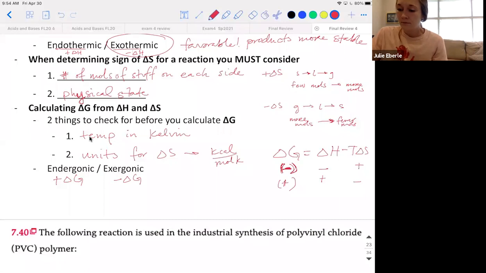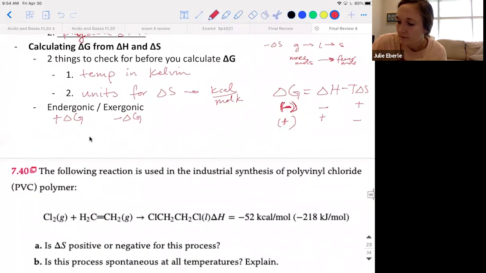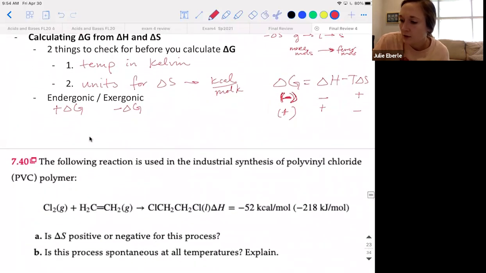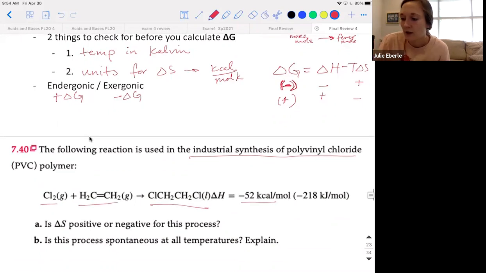All right. So I think we have a practice problem here. The following reaction is used in the industrial synthesis of PVC. You guys know what PVC is, like plastic pipe. It's a really hard plastic. I'm sure it's used for more than just pipe. Here's the reaction. Cl2, then you got that molecule, and then you make this big molecule, and you're told your delta H is negative 52 kcal per mole, or it gives you the value in kilojoules.